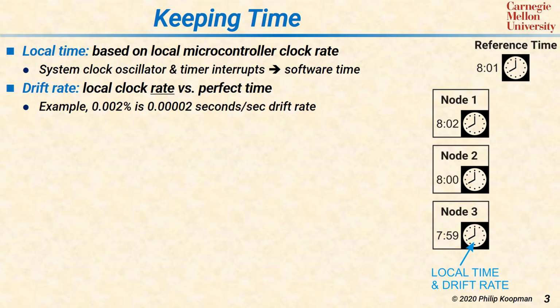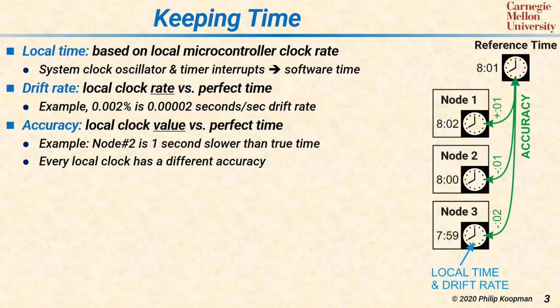Now, what do I mean by accuracy? Accuracy is the local clock versus perfect time. For example, if you have a multi-node system, node number 2 is 1 second slower than true time, and so its accuracy is off by 1 second. Every local clock has a different accuracy, but all those accuracies are with respect to whether or not it's on top of a universal notional perfect time or whether it's off.